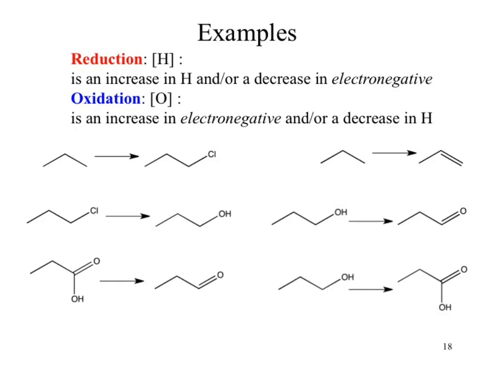For that first reaction, what happened? We've added a bond to chlorine, which means we have increased the electronegative bond, so we've got an oxidation. But if that's true, we should have seen something else change. What's the other thing that changed? We lost a hydrogen, which is also oxidation. Both match up for an oxidation reaction for that first one.